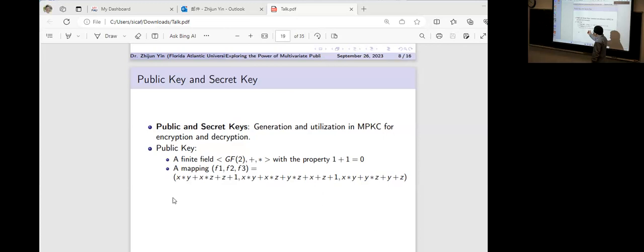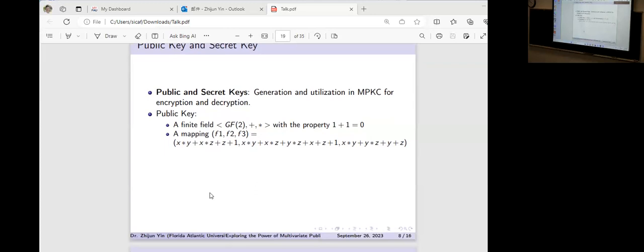The mapping has three quadratic polynomials, F1, F2 and F3. I choose these polynomials on purpose to make sure this is a bijective mapping from the vector space over GF2 to the same vector space. That way, if we map into the image space, we can always map back, so later I can go through the decryption. So that's the two parts of the public key: what's the finite field we choose, and what are the polynomials we choose, three polynomials.